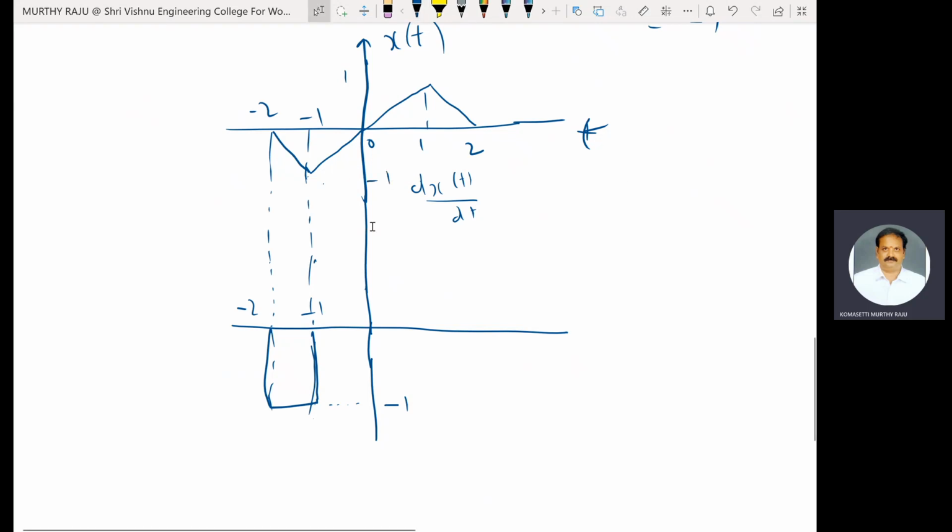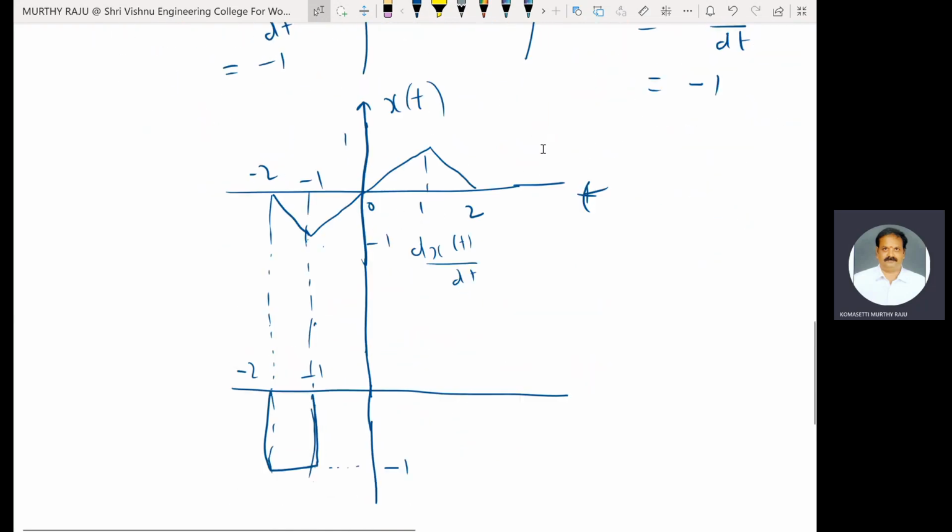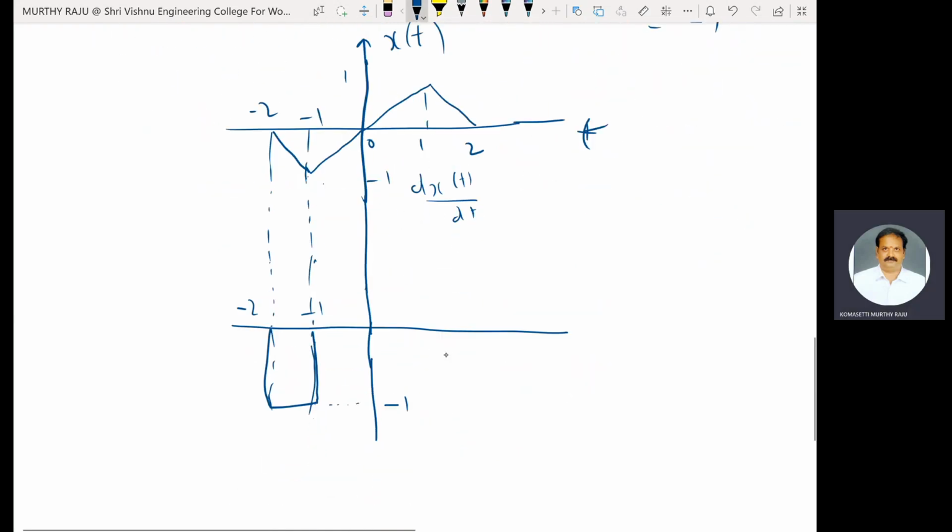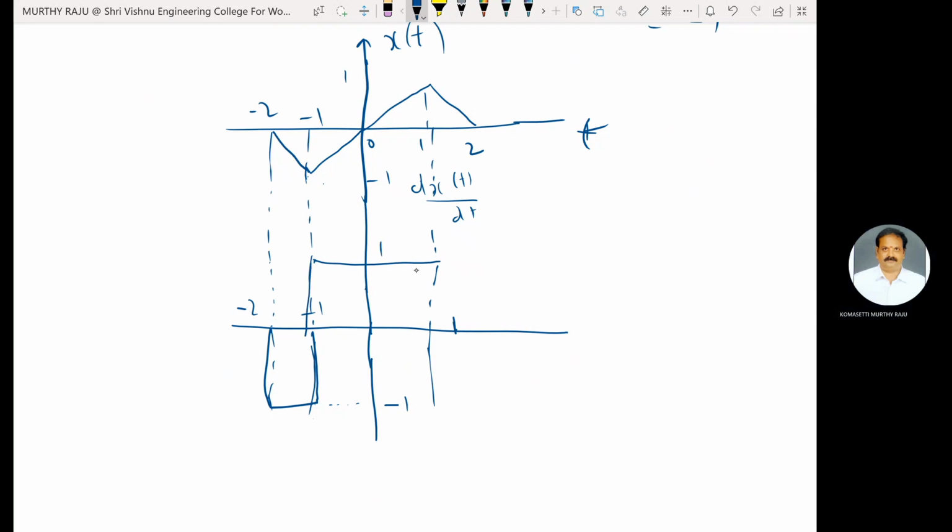In the second portion, from minus 1 to 1, the slope value is 1. This is the 1.